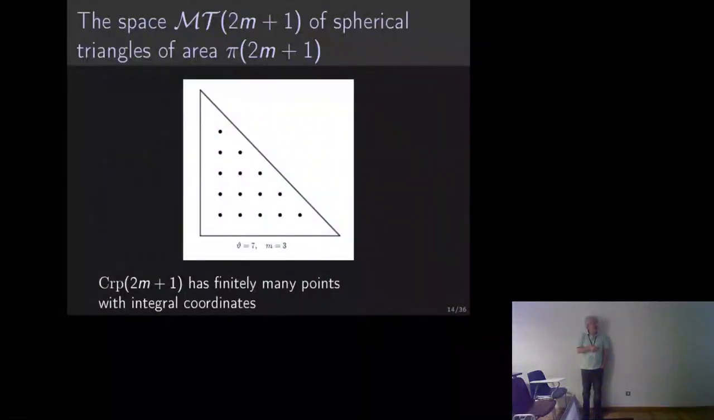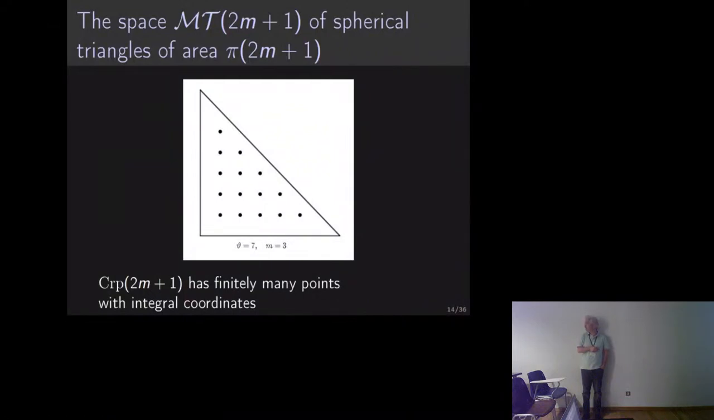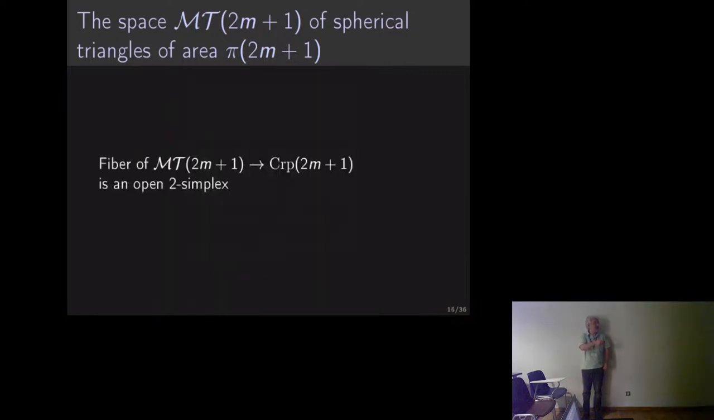The carpet, the allowed angles, consists only of those dots. If you move theta, the area, and send it to another one, then you see these triangles shrink, and then they tear apart, and then you get only these points. So there is a finite number of integral points, and I'll show you now an example of triangles with such area.